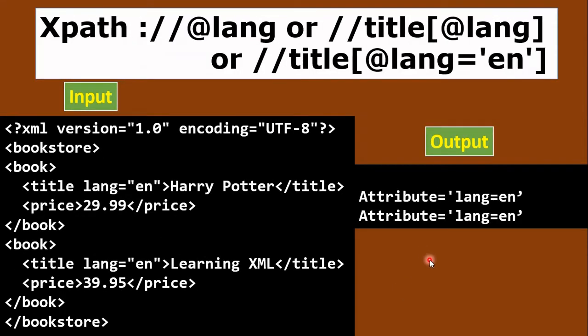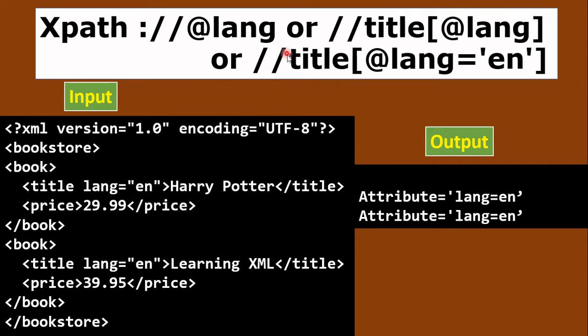And then the last one is selecting attributes. How can we select attributes in the XML document? Either we can write a double slash, at the rate, and the attribute name. Here the attribute name is lang, which is language, or we can write title, which is the node name, and we can also provide @lang. This also retrieves the attribute name in the document.